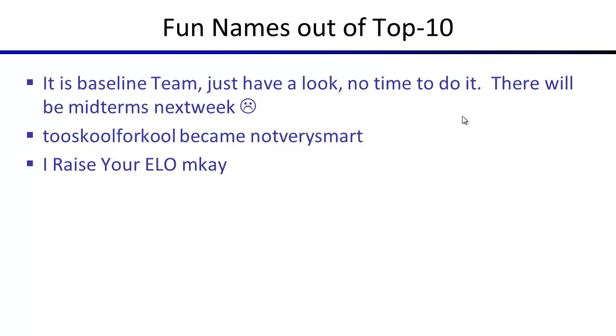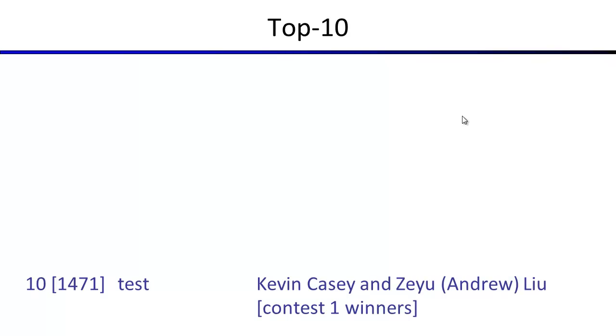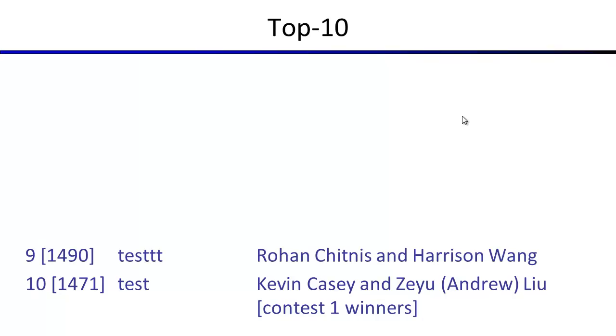Top 10. At number 10, we have Test by Kevin Casey and Zayu Andrew Liu. They were the contest 1 winners, so we have a new winner this time. At 9, we have Test by Rohan Chitnis and Harrison Wang. At 8, we have OK Boat 2 by Aaron Zhou. The previous entry was OK Bot. Maybe the A was a typo, not sure. Only tested it once. What could go wrong?